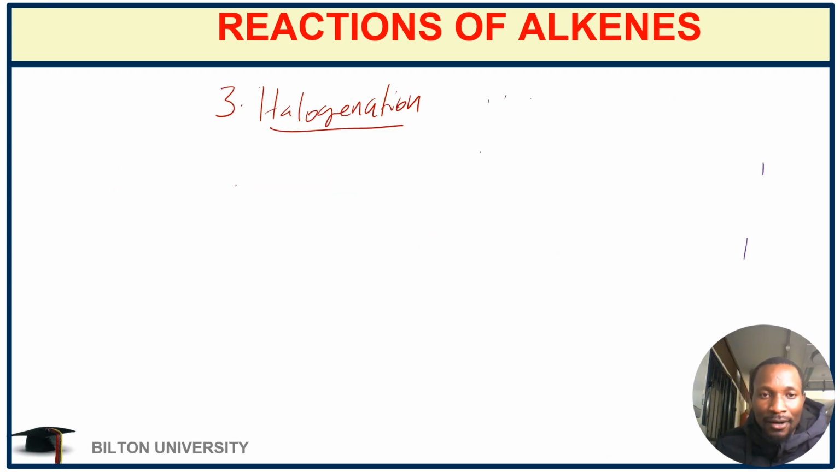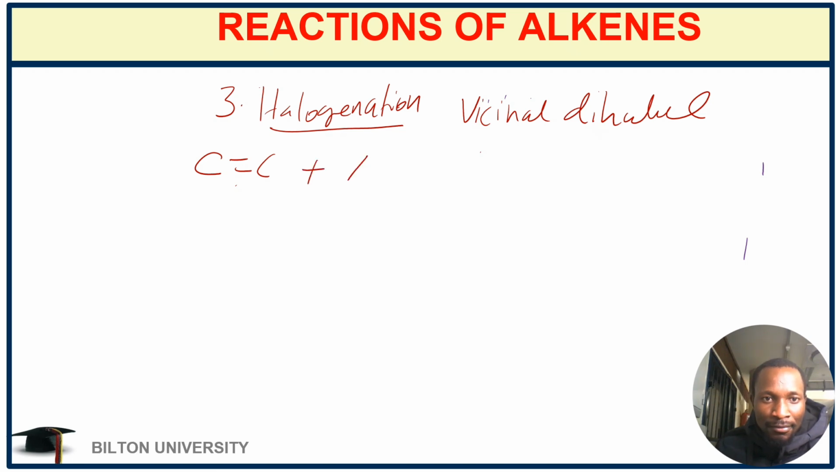Halogenation is the addition of halogens to alkenes to form what we refer to as a vicinal dihalide. A vicinal dihalide occurs when the 2 adjacent carbons of the double bond are bonded to halogens. So it means that these halogens that we are going to add are going to be bonded to the adjacent carbons of the double bond. So our carbon double bond plus halogen is going to give us carbon, but on these adjacent carbons we are going to have the halogens.